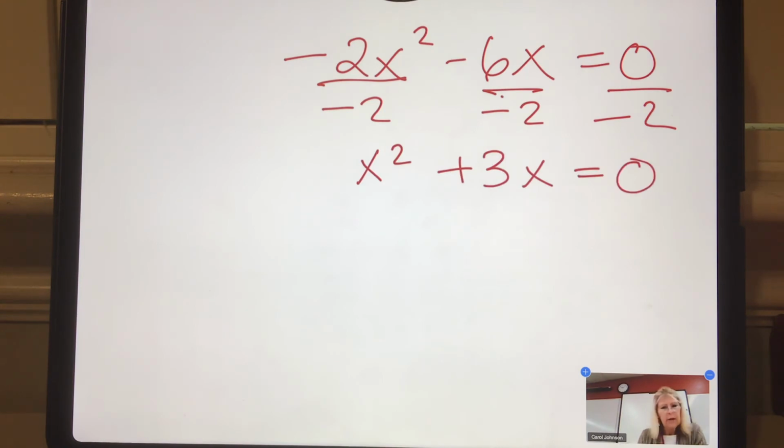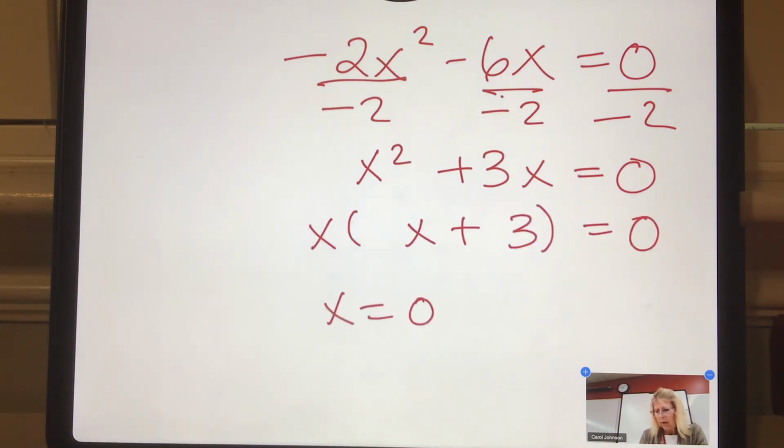The advantage of this is that you get smaller numbers to deal with. So you would factor out an x, and you would get x is 0 and negative 3. Does that make sense? It's just another strategy. Do you follow what I'm saying?